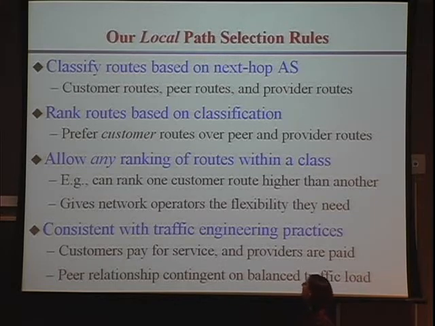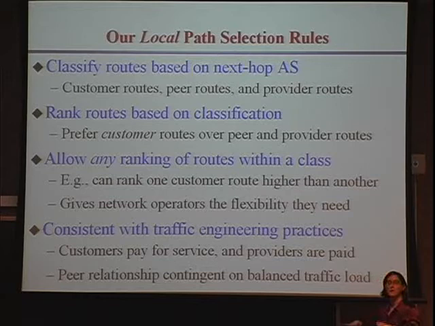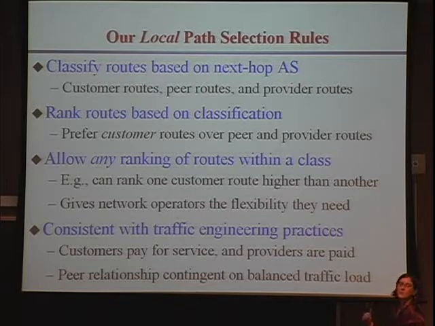And what we want to say is that a service provider would prefer to send traffic through his own customer rather than through one of those links to a peer or one of those links to an upstream provider. Now, in doing that, I'm not restricting how a provider might distinguish between multiple different customers. It might pick one customer over another. It might pick the shorter path. It might not. But it wouldn't prefer a route through a peer or a provider over one through a customer. And the reason that makes sense is that customers pay for service.